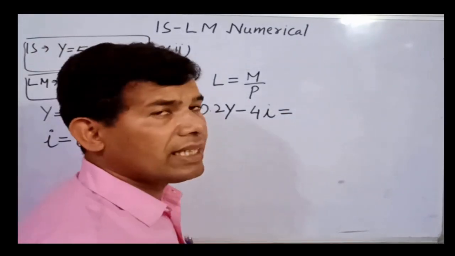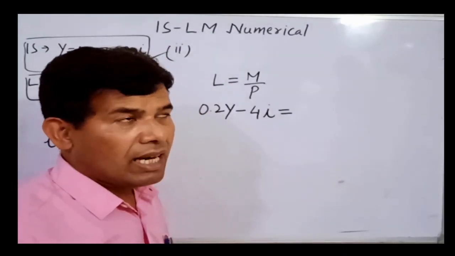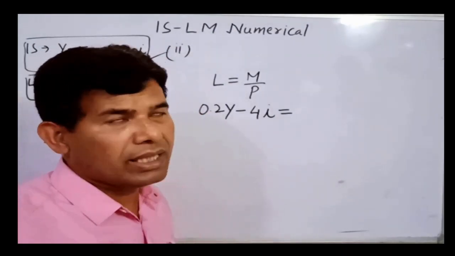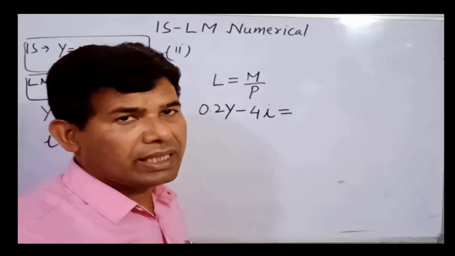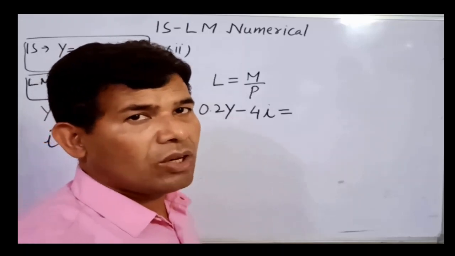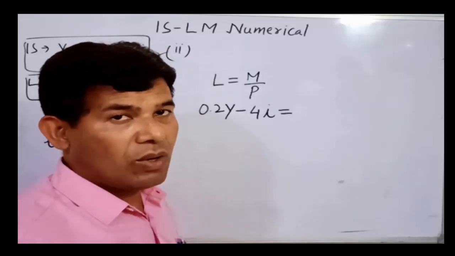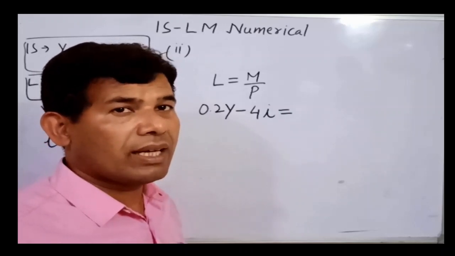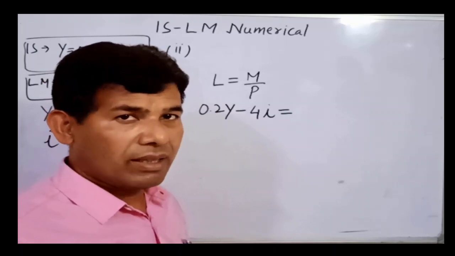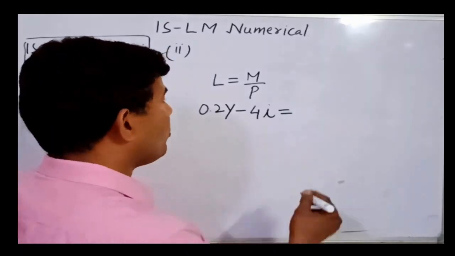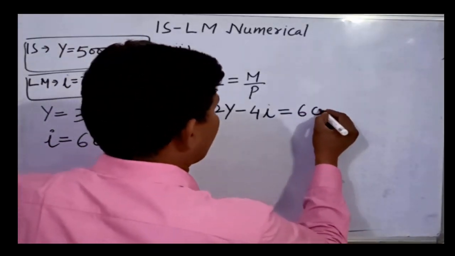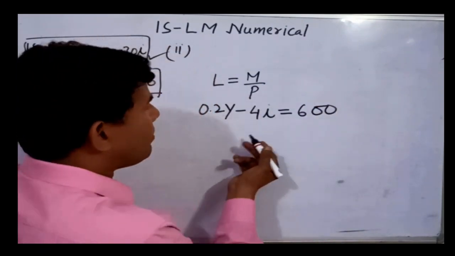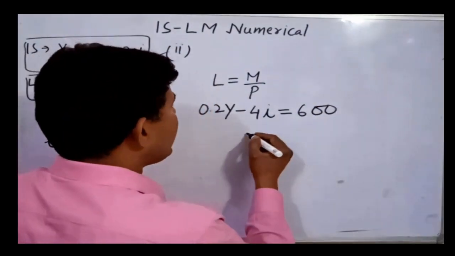And what is now the money supply? The real money supply has gone up by 200. How much was the real money supply previously? 1200 divided by 3. It was how much? 400, right? Now 200 real money supply has increased. What does it mean? Now the total real money supply is how much? 600, right?